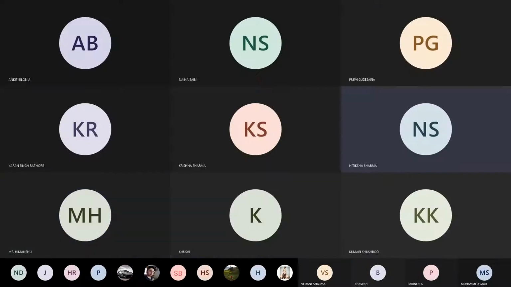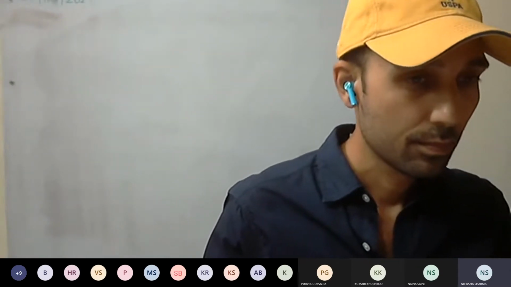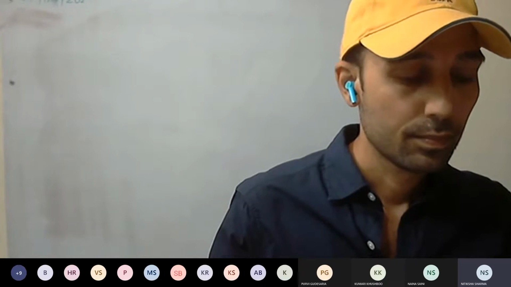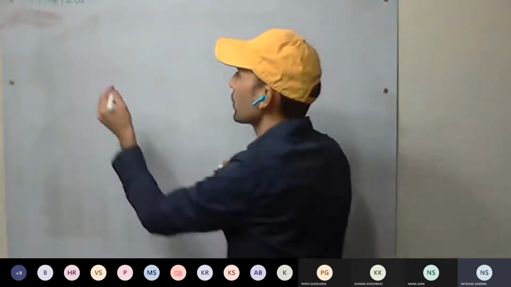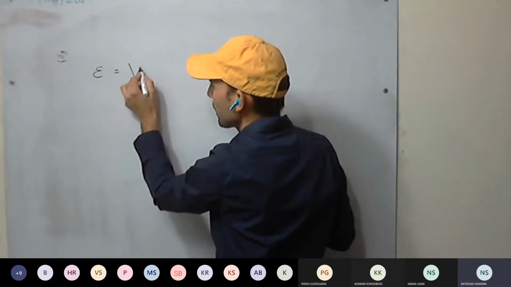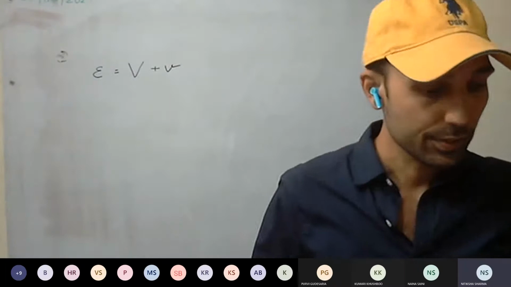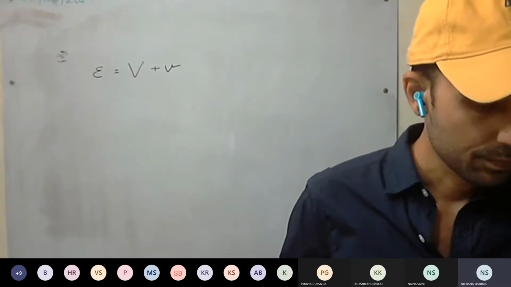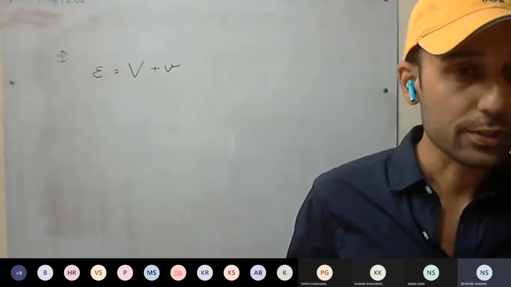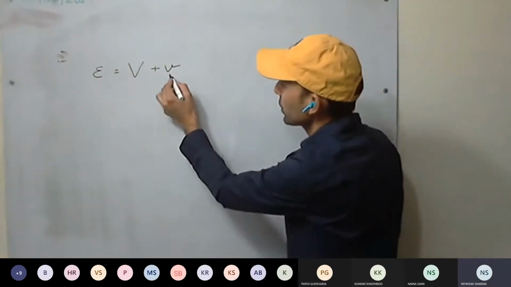In the relationship between EMF, terminal voltage, and internal resistance, one equation is given. This is the relation: EMF equals terminal voltage V plus small v. The last one is also given, for resistance. This is small r. Small r represents internal resistance, corresponding to this one.